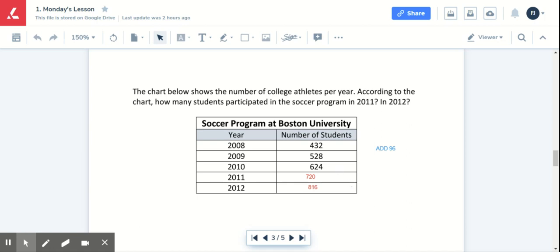So from 432 to 528, what are we adding or multiplying? That's right, we're adding 96. So if we add 96 to 624, we get 720. If we add 96 to 720, we get 816.